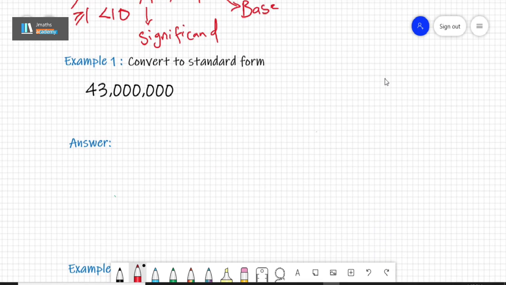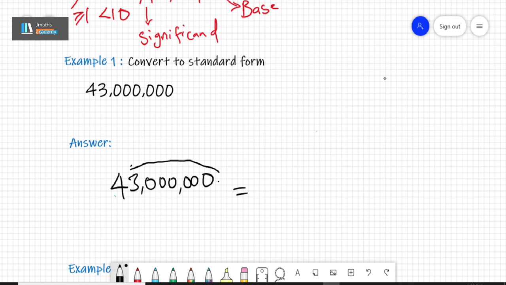So let's look at how we can convert large or small numbers to standard form. Here we have 43 million. To remind you, there's always an invisible decimal point at the end of every number. To convert this into standard form, this decimal point is moved to after the first non-zero digit, which is 4 here.